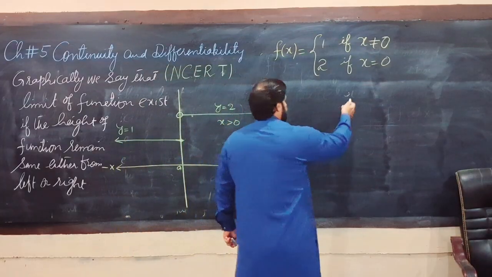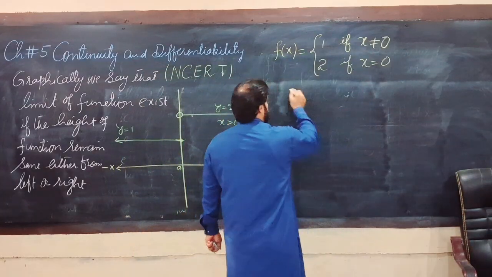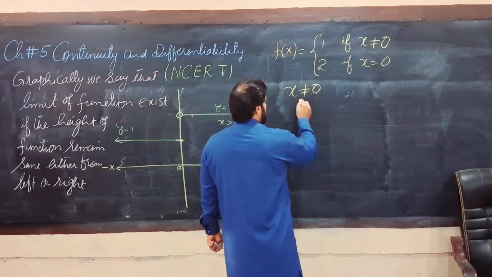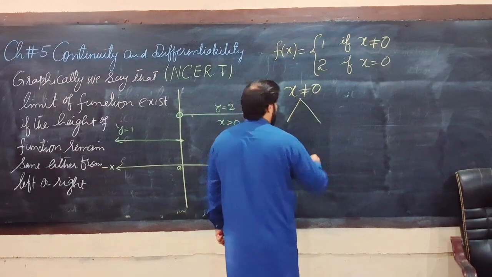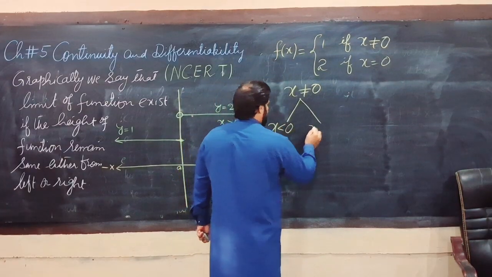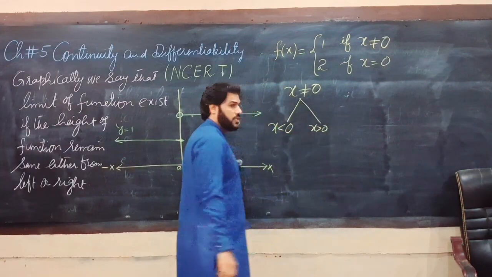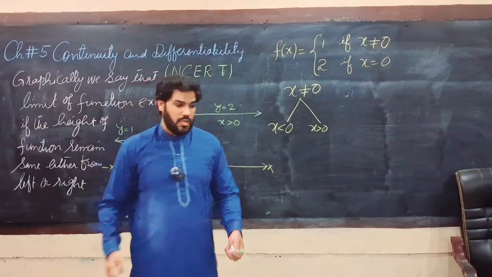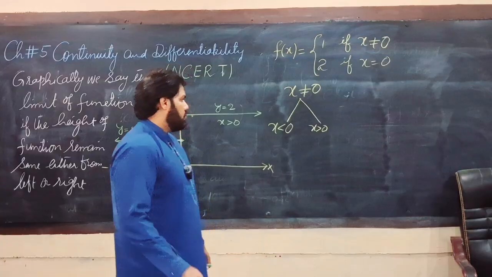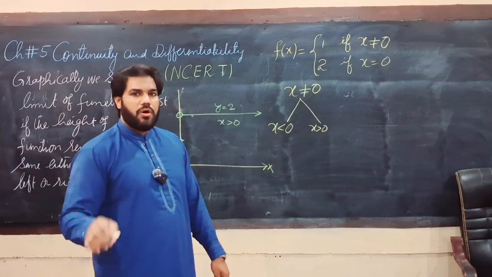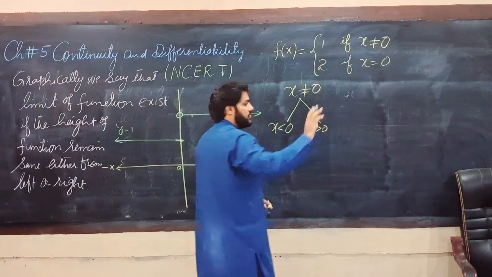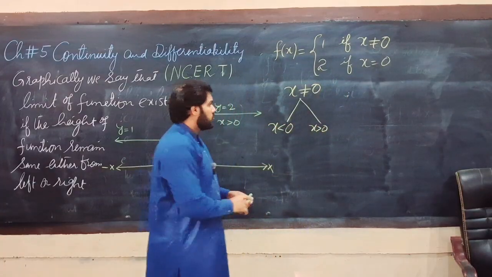Okay. The first part is x not equal to 0. X not equal to 0 means, my dear students, it has two meanings. In this case, your x is less than 0 or x is greater than 0. Whenever you say x is not equal to 0, it means either x is greater than 0 or it is less than 0. So to evaluate the left hand limit or right hand limit of the function, you will use only the first part. The second part will not be used here.